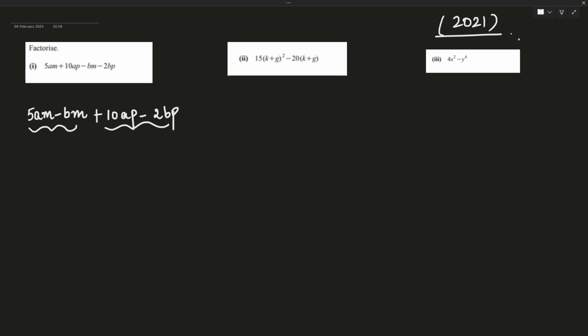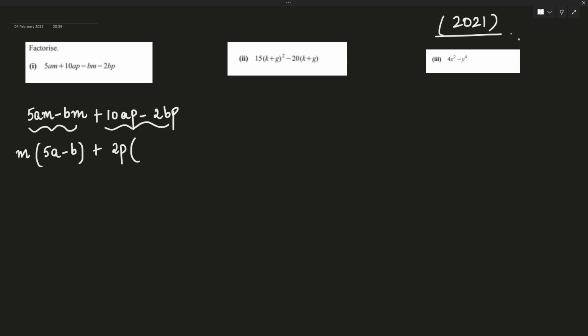Now from the first two terms, what algebraic letter can we take common? We can take m as common. Now what will be left in the bracket? It will be 5a minus b. Now from the next two terms, what alphabet can we take as common? We can take p as common, and since there are two numbers, 10 and 2, we can take 2 as common. So we'll take 2p as common. You have understood how we have taken 2p as common. So what will be left inside?